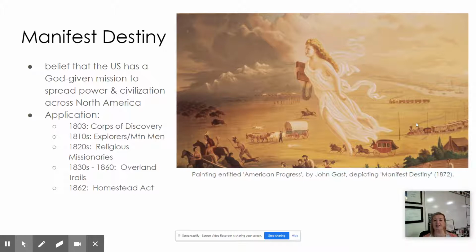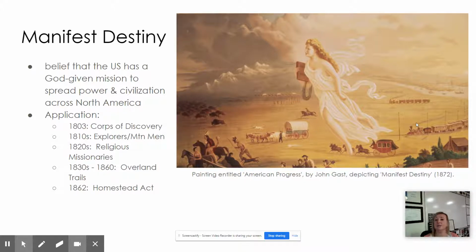That's in the 1820s, the religious missionaries, really tying into this concept of manifest destiny, that it is their God-given mission to spread power and civilization, right? This idea that it is the mission of the missionaries to share religious values and to encourage tribes to consider shifting religious understandings or figuring out how to mesh them together. And so we see that in the 1820s.